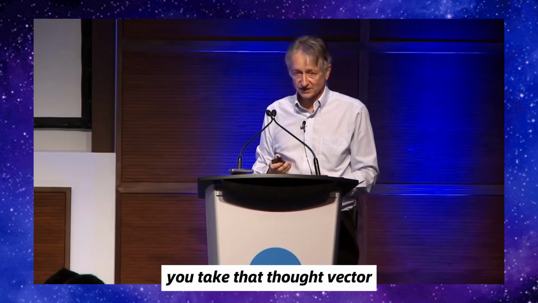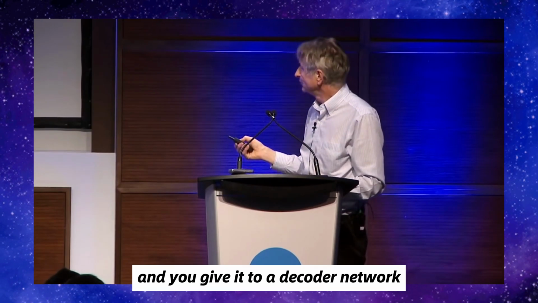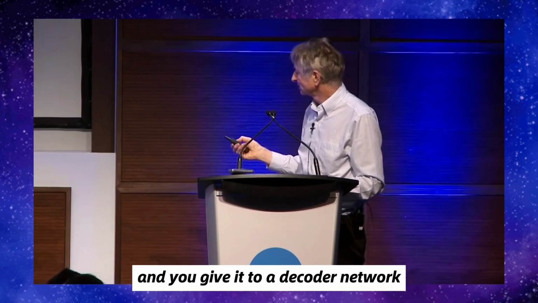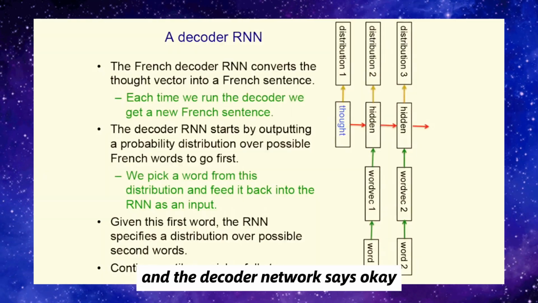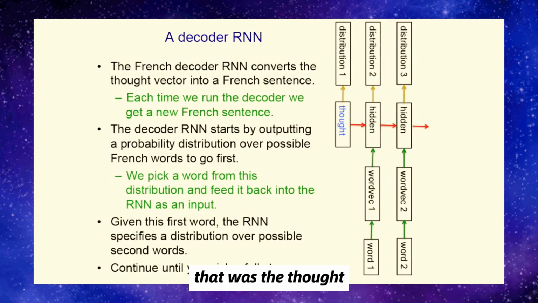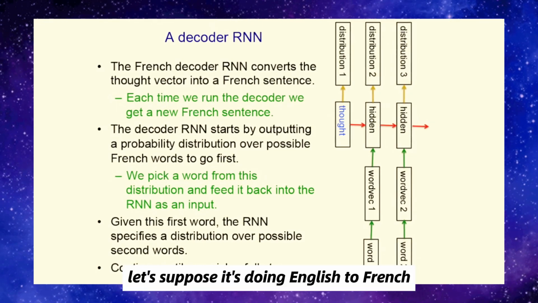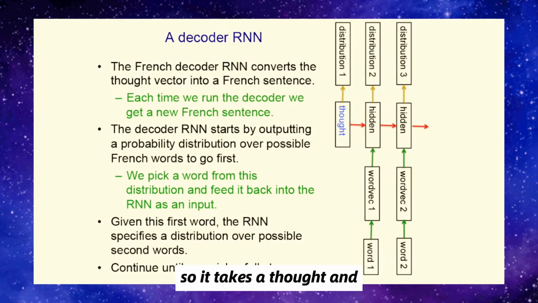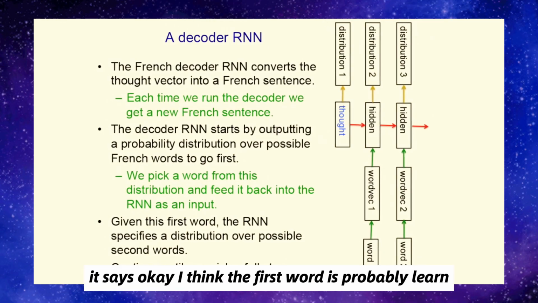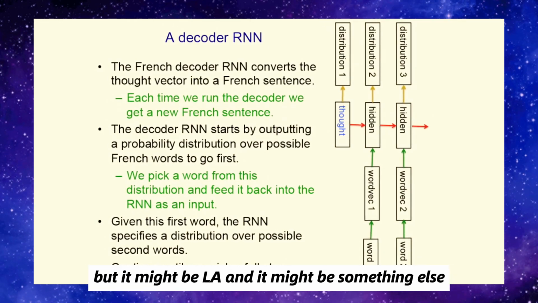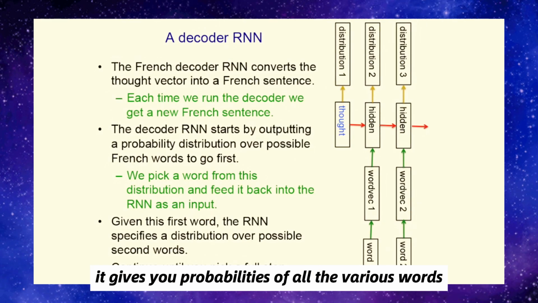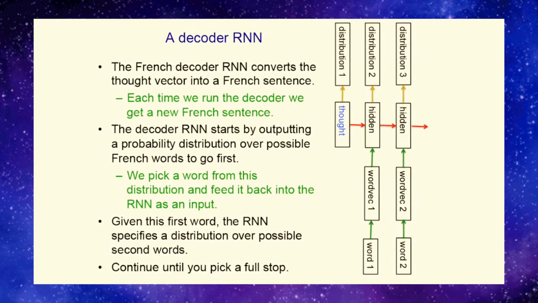You take that thought vector, and you give it to a decoder network. And the decoder network says, OK, that was the thought. Let's suppose it's doing English to French. What's the first word in French? So it takes the thought and it says, OK, I think the first word is probably le, but it might be la, and it might be something else. It gives you probabilities of all the various words.